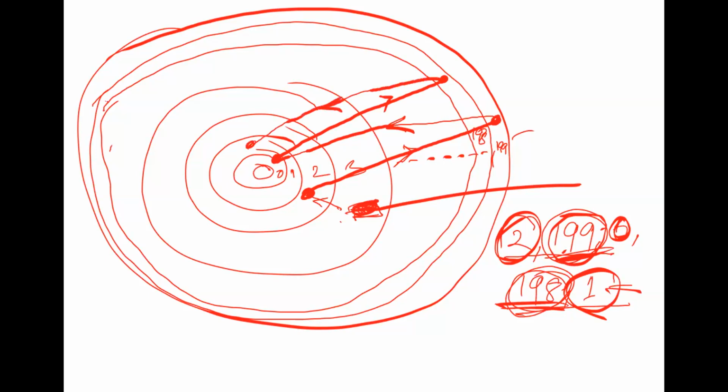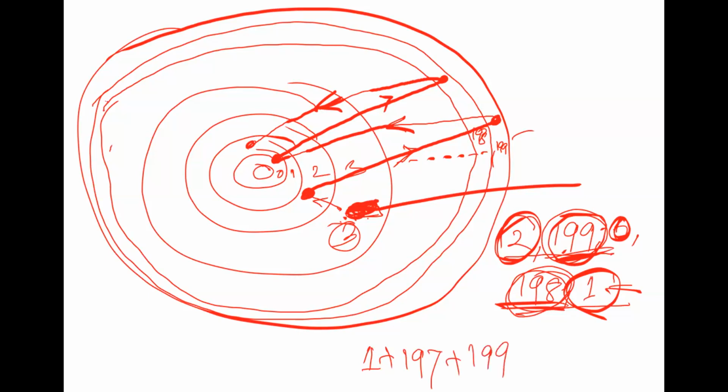Now let's count how many track movements are needed in this situation. At first, the head was at track number 3. So it goes from 3 to 2, which is 1 track movement initially. Then from 2 to 199, which is 197 track movements. And then 199 to 0. So how many track movements in total? Here it is 199 track movements.